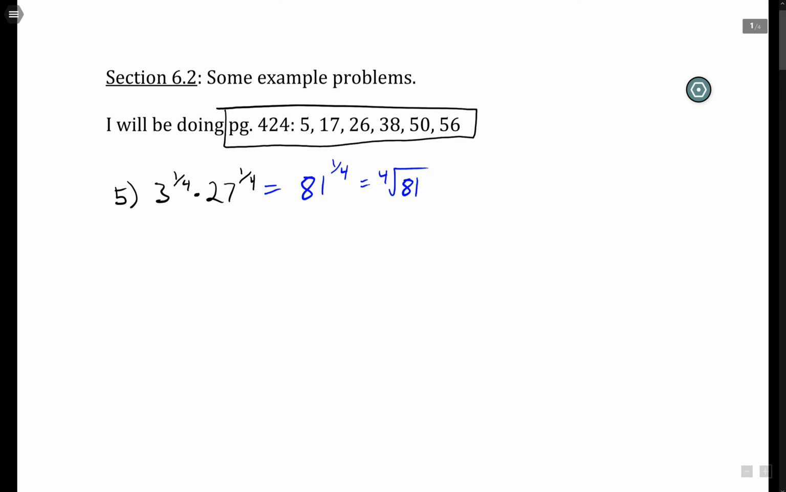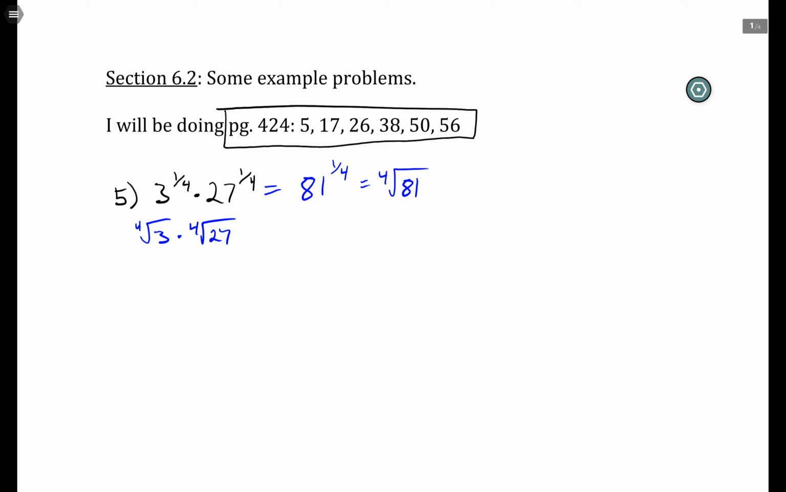And so actually, a way you may have seen this rule before is this. If I had the 4th root of 3 times the 4th root of 27, you may be comfortable recognizing that if there are two numbers under the same root, I'm allowed to multiply those two numbers to combine them. So at this point, I'm trying to get the 4th root of 81. In other words, I'm thinking what number times itself 4 times gives me 81. I am expecting you to do this without a calculator.